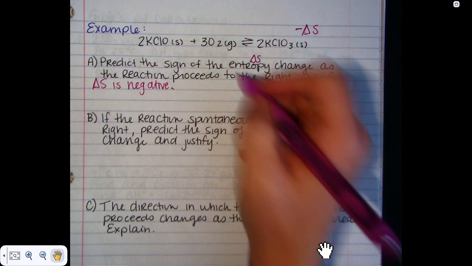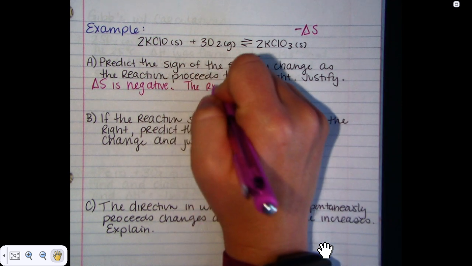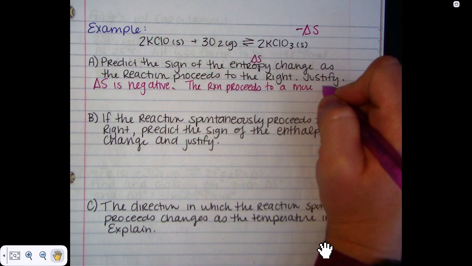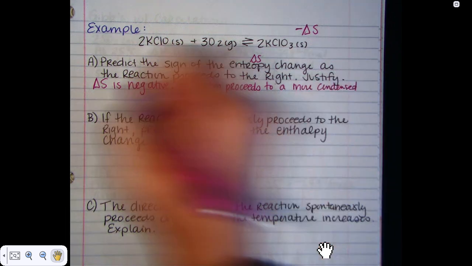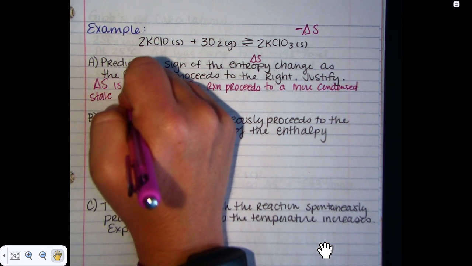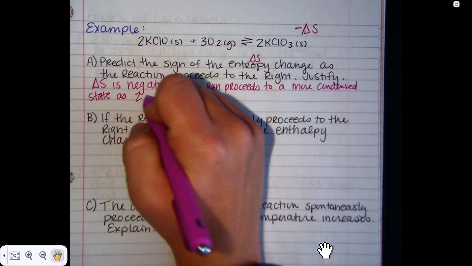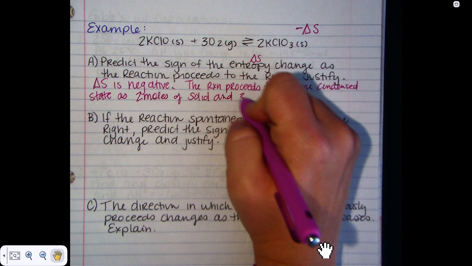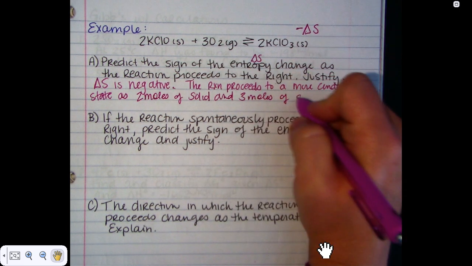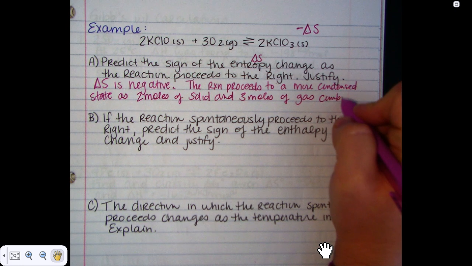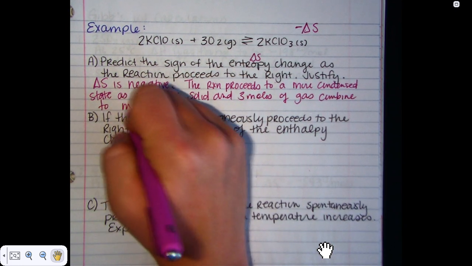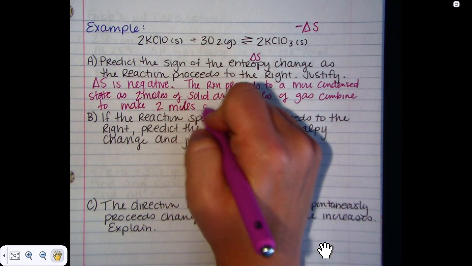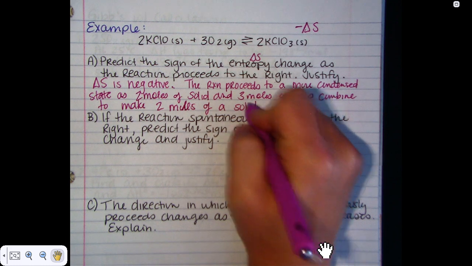All right. Why? The reaction proceeds to a more condensed state as 2 moles of solid and 3 moles of gas combine to make 2 moles of a solid. All right.